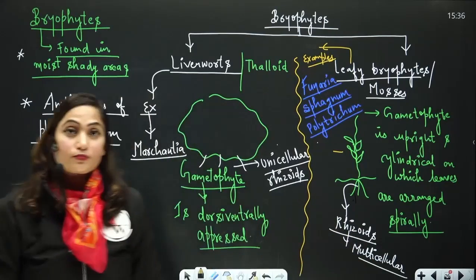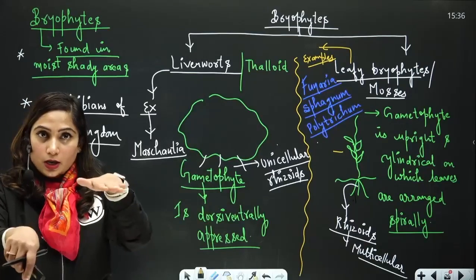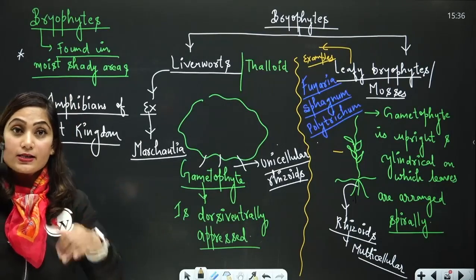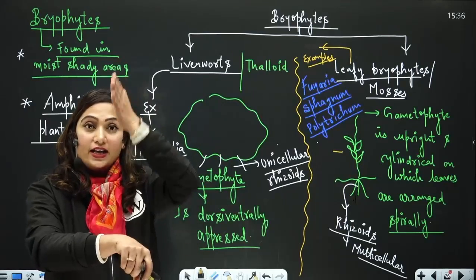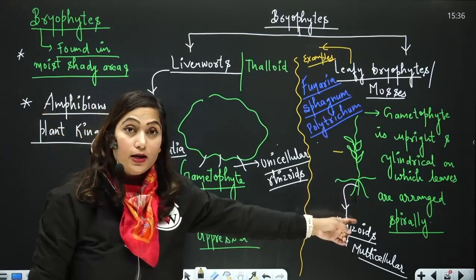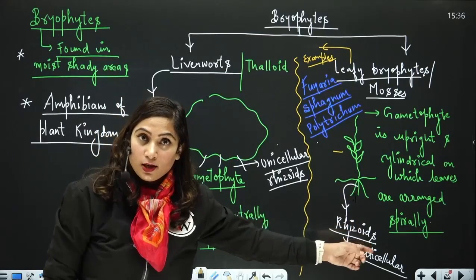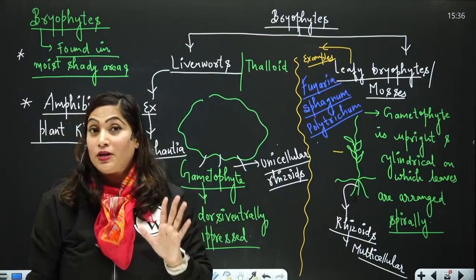Clear, beta? So, the gametophyte of liverworts is parallel to the ground, dorsiventrally appressed, but the gametophyte of the mosses is vertically present, perpendicular to the ground. Here, the rhizoids are multicellular, but here the rhizoids are unicellular. This is important. Remember this.